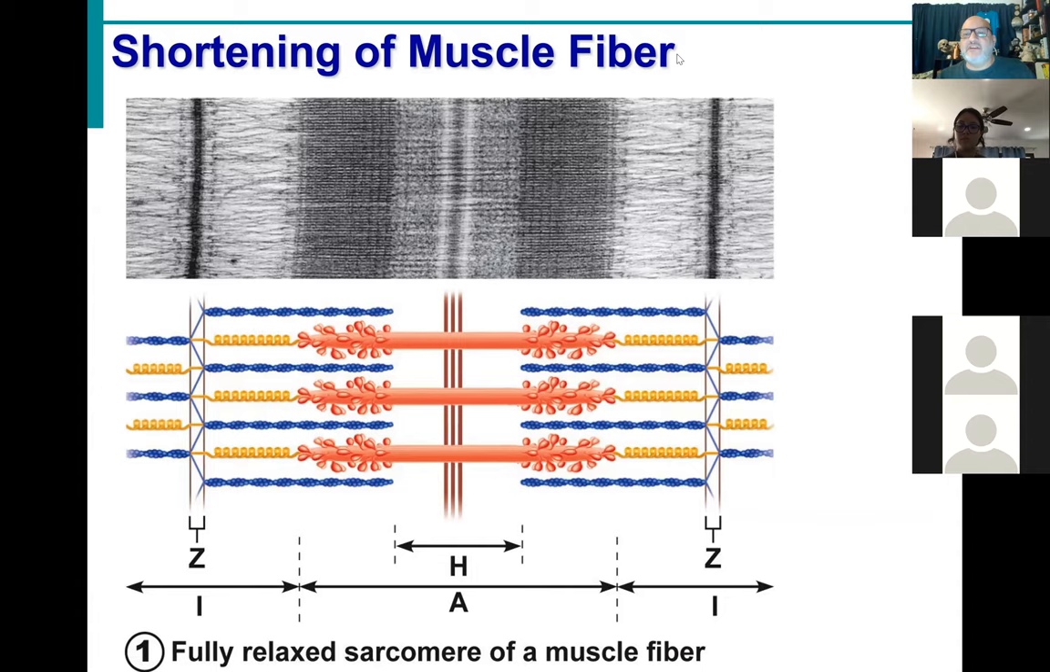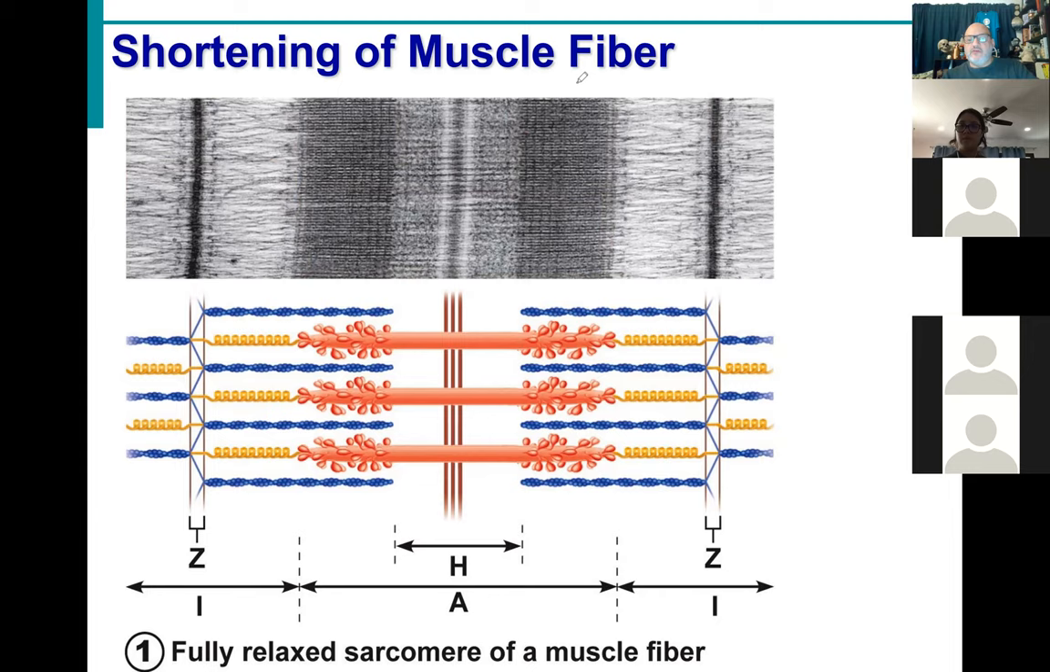Here are our Z discs. Here's our I band over here, right? Here we have our A band containing the myosin. Notice at the center, we have our H band, just the myosin. And then smack dab in the middle, we have the M line. So we have a nice large H band. Our A band and our I band are very similar in size. And this is what our relaxed muscle looks like.